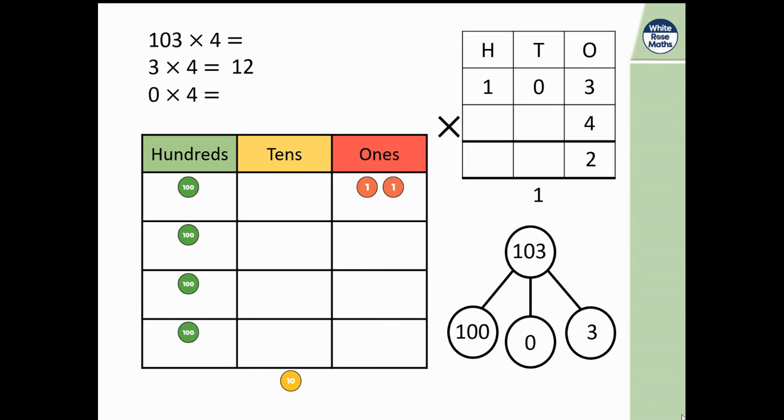But you can see I've got 1 ten there that I've carried, so I'm going to have to carry that over. And then I've got 100 multiplied by 4, which is going to give me my 400, and I'm going to place that there. So my total is going to be 412.